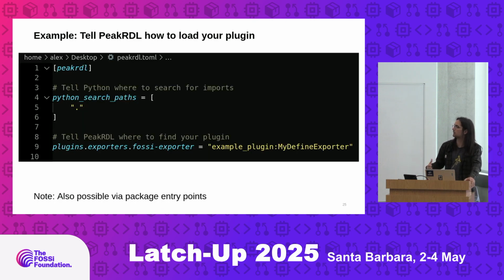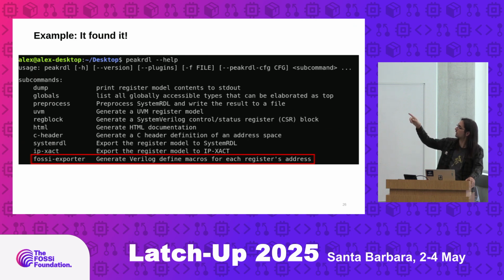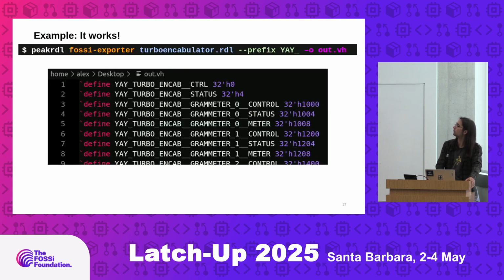So for PeakRDL, extending it is super easy. You basically just point it to where your thing is. There's this other configuration mechanism that you can point to where your Python files are. You say, OK, this is how you import it. And then, hey, look at that. It exists. If I do peakrdl help, there it is, the FOSSi exporter right on the bottom. That's what we just defined. And it works. So I have my turbo encabulator example. We fed that in, gave it a prefix of yay, and then out comes the VH file. There we go. We got all of our addresses in a bunch of defines. So you can see that's super quick to do. This example maybe took me 10 minutes to put together.